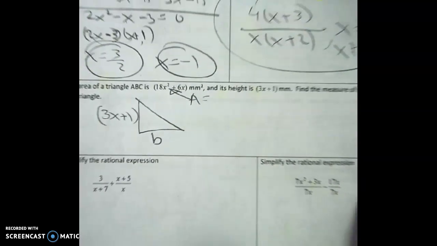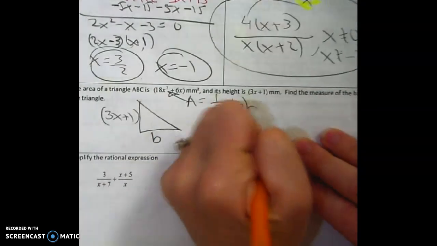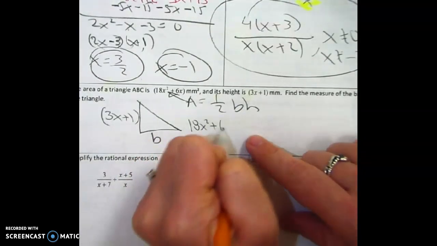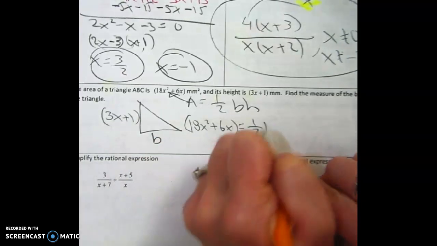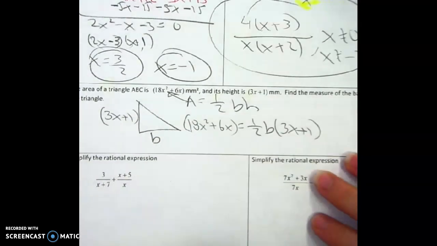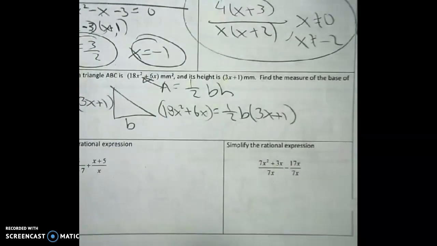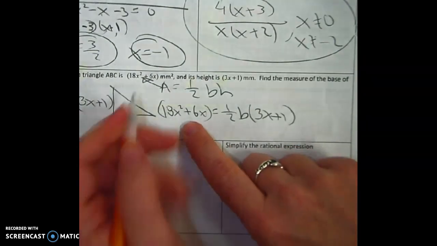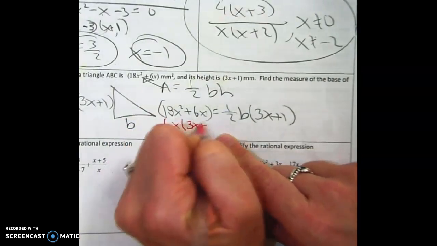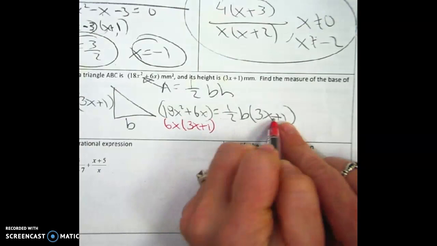The formula for the area of a triangle is 1/2 BH. So I'll plug that into there, because that's my A, equals 1/2. I don't know my base. And then my height is 3x plus 1. Some of you go, holy moly, it's all about factoring. So whenever I see a squared, I'm going to factor it. So I'm going to go 6x, 3x plus 1. And then this stays the same.